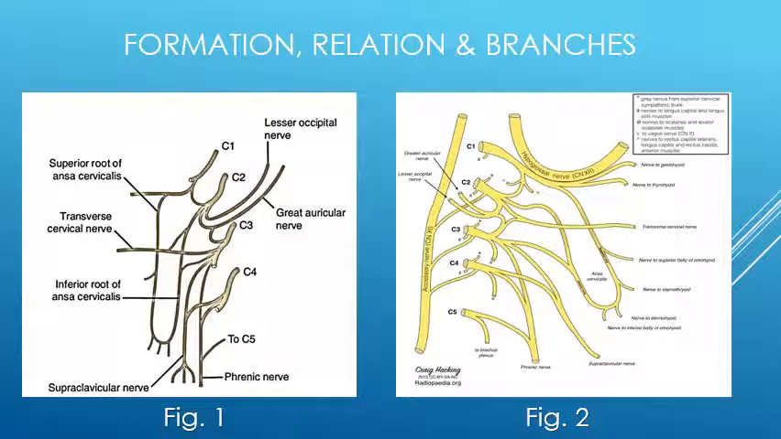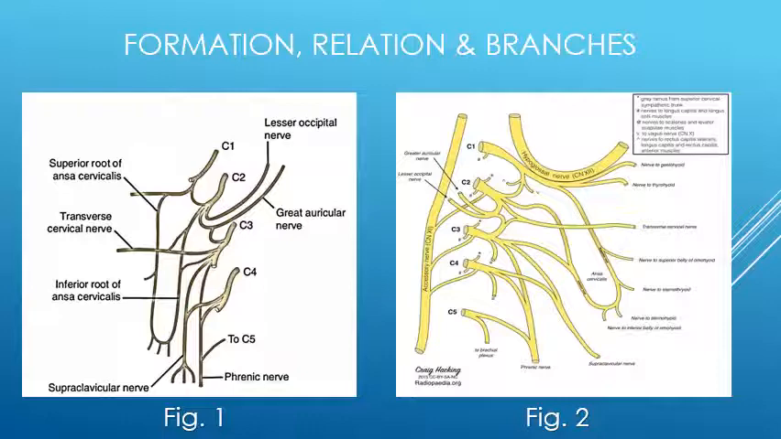Then we have the third, which is called the transverse cutaneous nerve, also called the anterior cutaneous nerve. The root value is C2 to C3. It perforates the investing layer and divides into ascending and descending branches, and they supply the skin of the front of the neck, from the chin up to the sternum. The ascending branch also communicates with the cervical branch of the facial nerve.